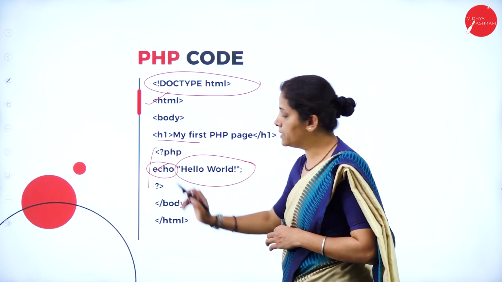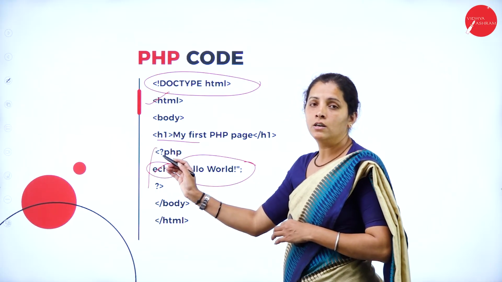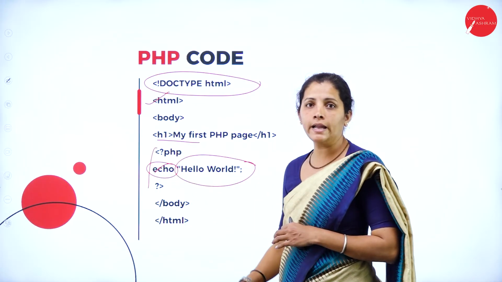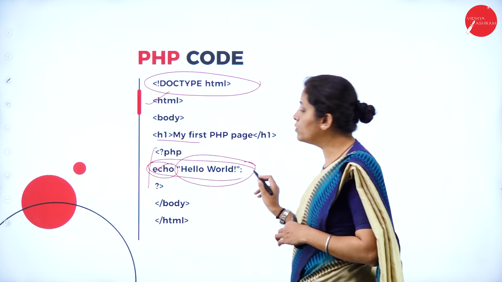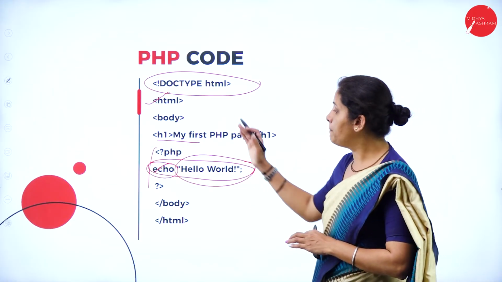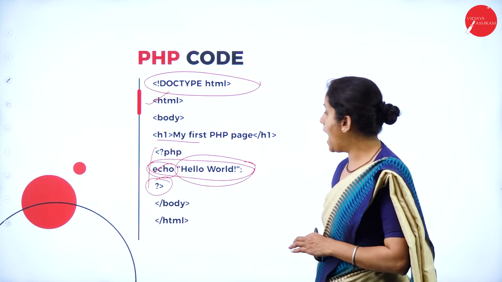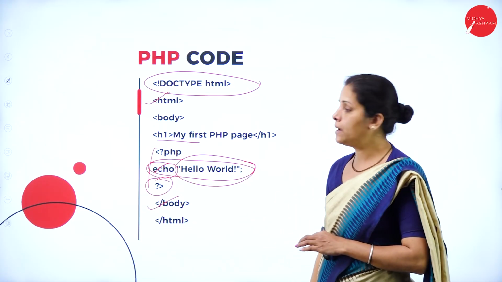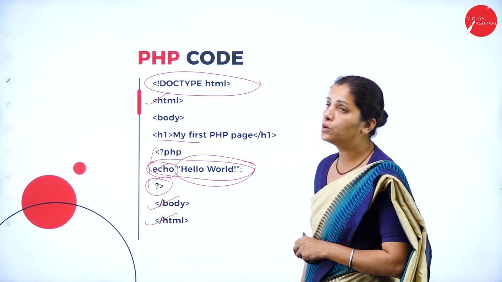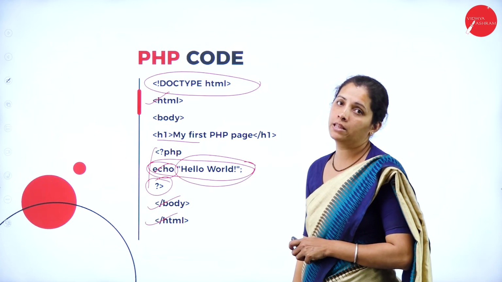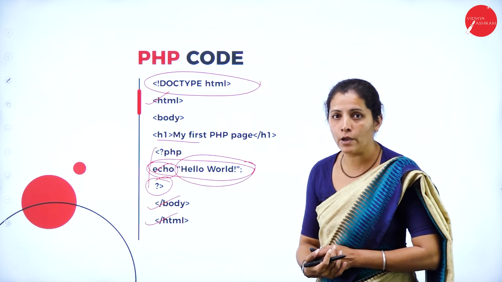See, this is my PHP script. I'm going to start with opening angular bracket, question mark, PHP, and whatever I want to write, I write within the PHP, and then I close the PHP, close the body, and close the HTML. This is the way I can embed PHP with my HTML. So what is HTML? Hypertext Markup Language.